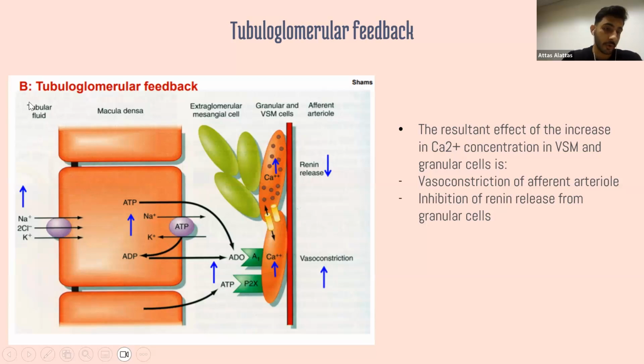So this is the tubular fluid. Let's say there is increased GFR, or there's an increased blood pressure, for example. Because of the increased blood pressure, there's an increased GFR, okay? So more fluid is going into the tubules. Now, remember when we said that most of the substances that are filtered contain sodium and chloride, okay? Now, the fluid here contains more sodium and more chloride.